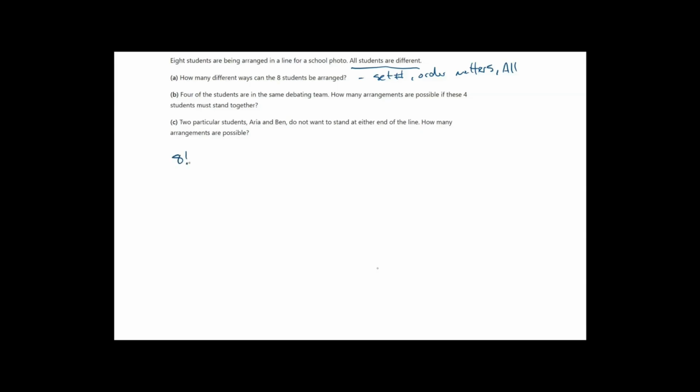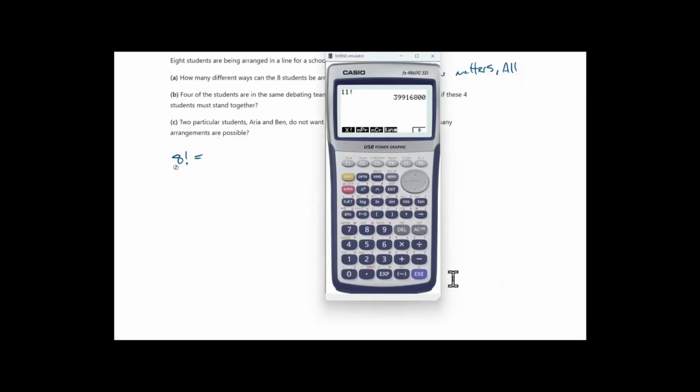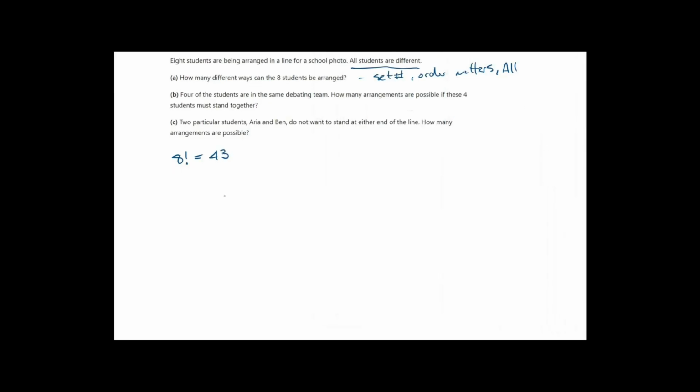So 8 factorial is going to be what? And we're going to grab our calculator, and we're just going to enter 8 factorial, exe, 40,320. Okay. B says 4 of the students are in the same debating team. How many arrangements are possible if these 4 students must stand together?